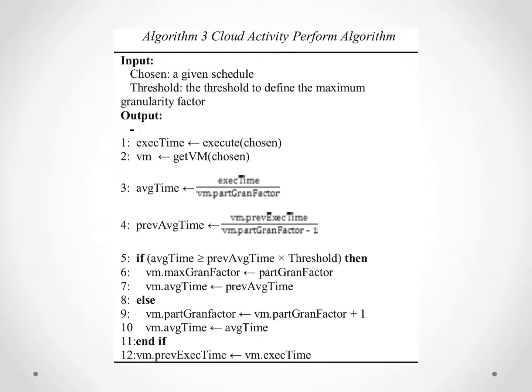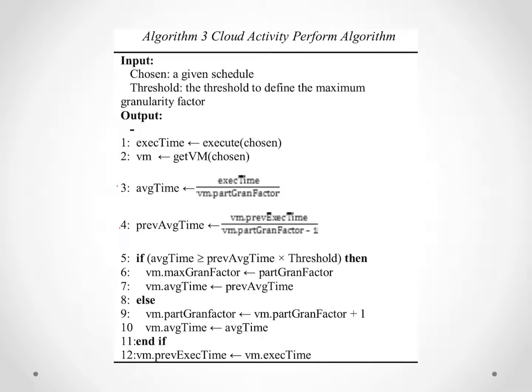Now we discuss Algorithm 3. Algorithm 3 is responsible for setting up the granularity factor for each virtual machine in the system. This algorithm is actually a prerequisite for the previous algorithm that we discussed. Now, as we can see, in this algorithm, line 1 is responsible for executing the cloud activities or group of cloud activities. And in line 3, it calculates the average execution time.